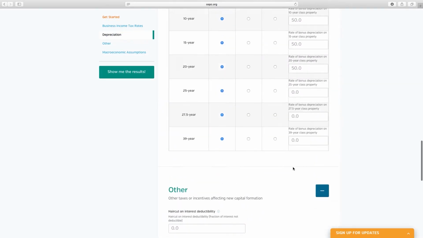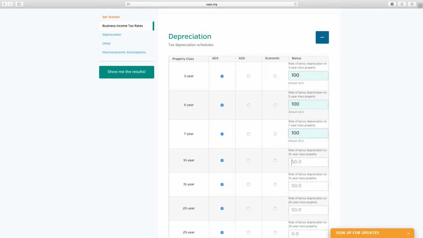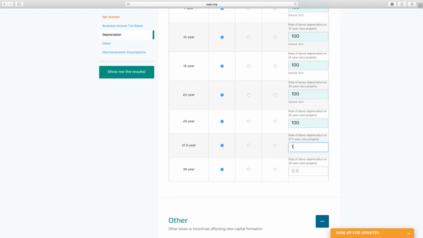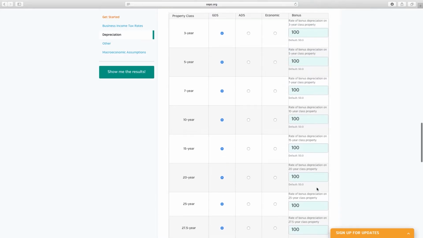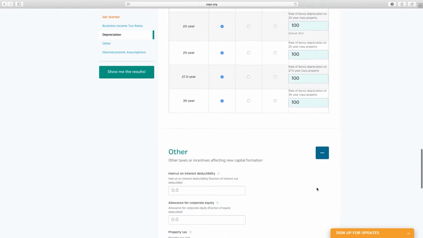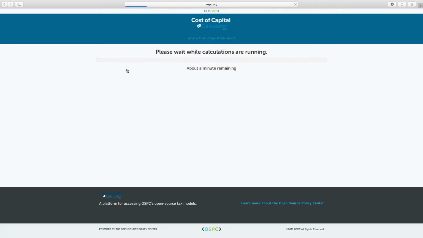Let's consider an example. Let's change the current income tax system to a cash flow tax. To do this, we'll provide expensing of equipment and structures. So we'll do that by changing bonus depreciation to 100%, so that in the first year of that investment, we're able to expense the full cost of the investment. We'll do this for all classes of assets. Next, to make this a true cash flow tax, we'll deny interest deductibility. And once we've changed those parameters, simply click on Show Me the Results.